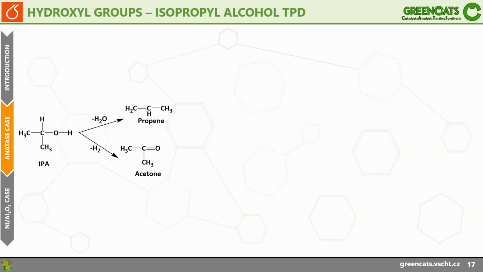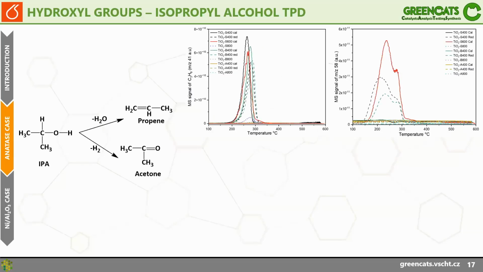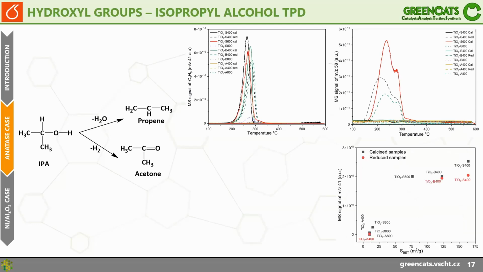So, we measured it for the series of the titanium materials, and the data are presented here. Mainly, we could observe propene as a desorbed product. Plotting this signal versus PET, you see a very similar dependence to what we have seen already for the acidity. Here, on top of the calcined samples, we have the reduced samples.